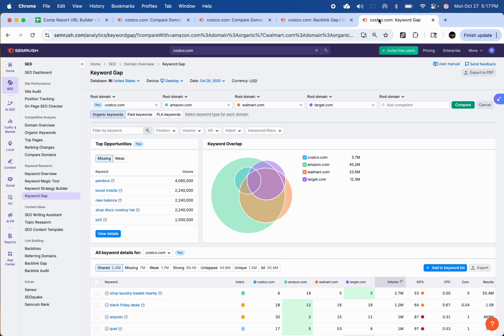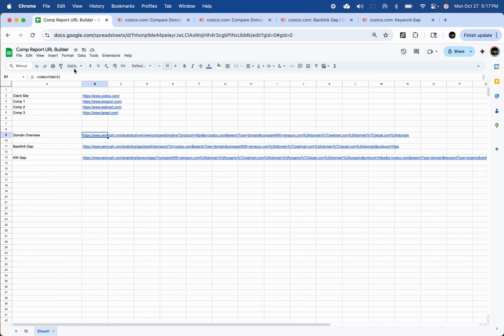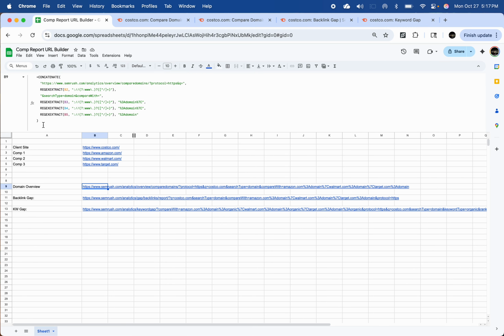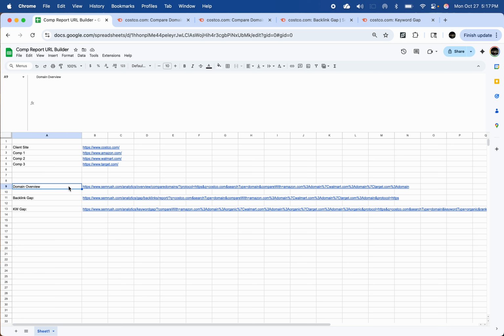Now, to save a little bit of time, particularly if I'm going back to these reports after working on other sites, I like to use Google Sheets to create the report URLs. So I prepared an example here. You can see it's just a very basic Concatenate function where I am entering my URLs up here, my site, and then the three competitors. And then it's spitting out the URLs for the domain overview, the backlink gap, and the keyword gap reports below.